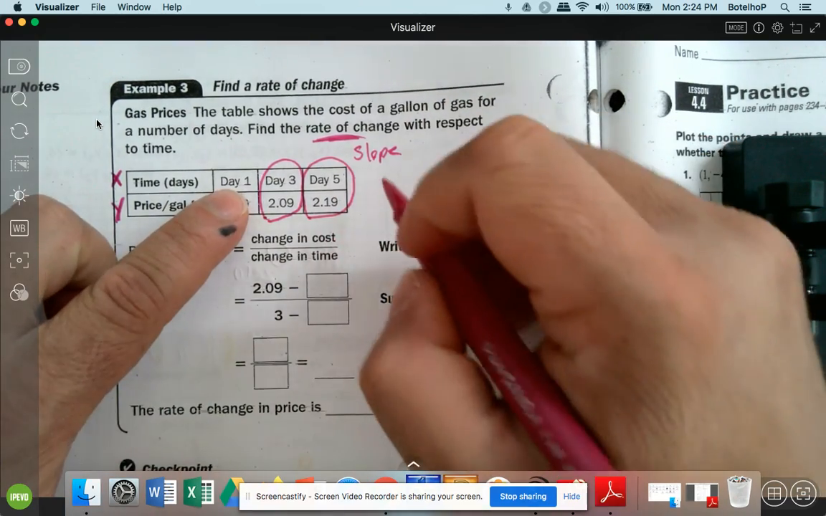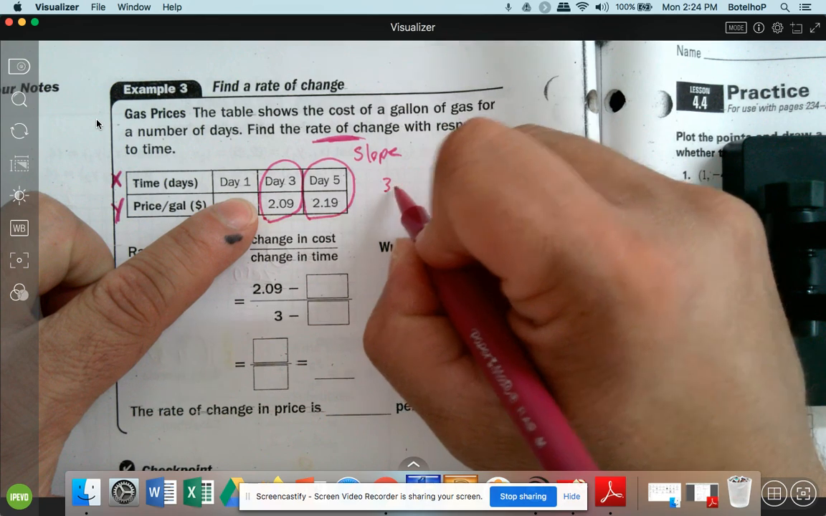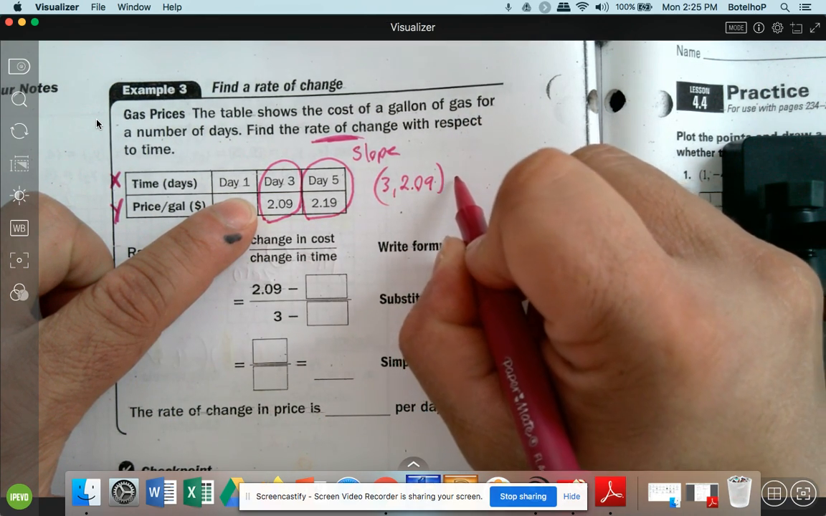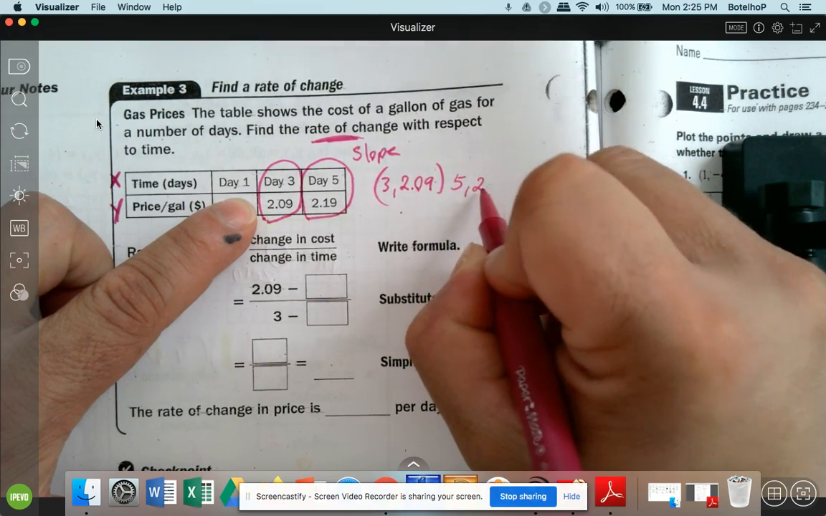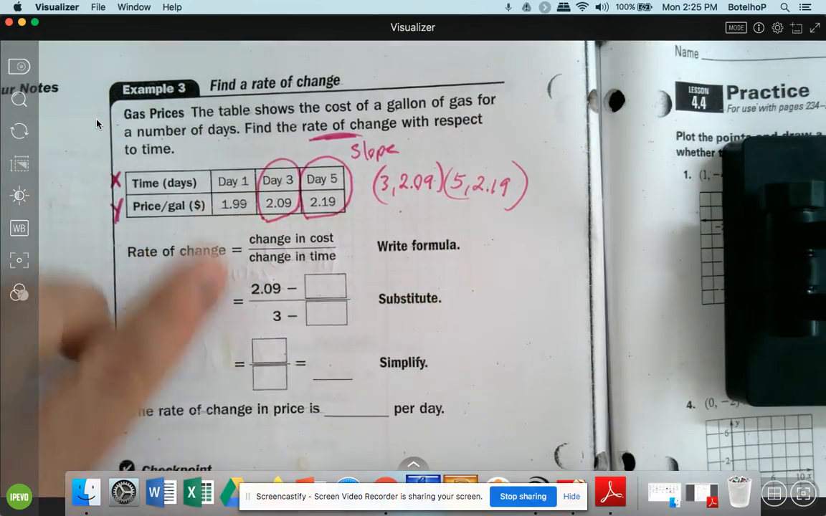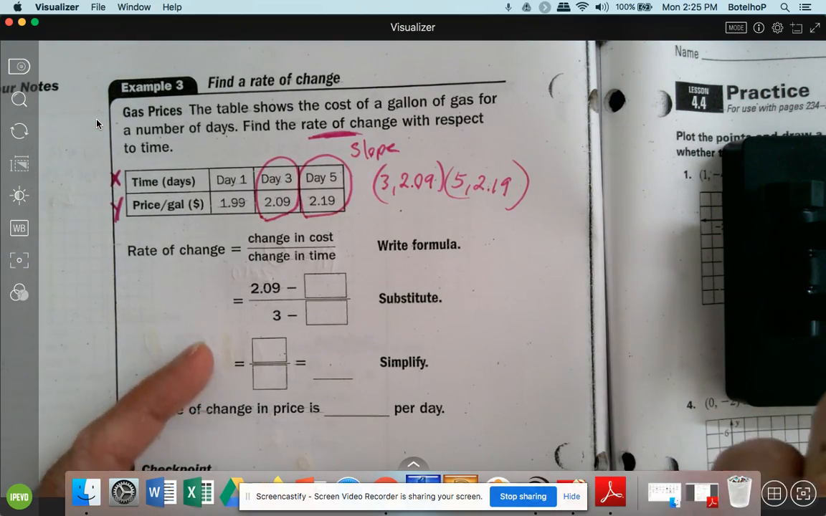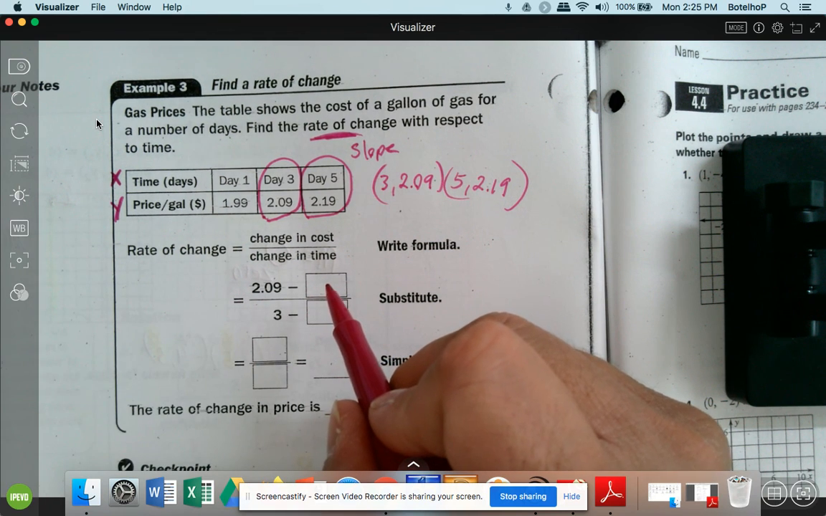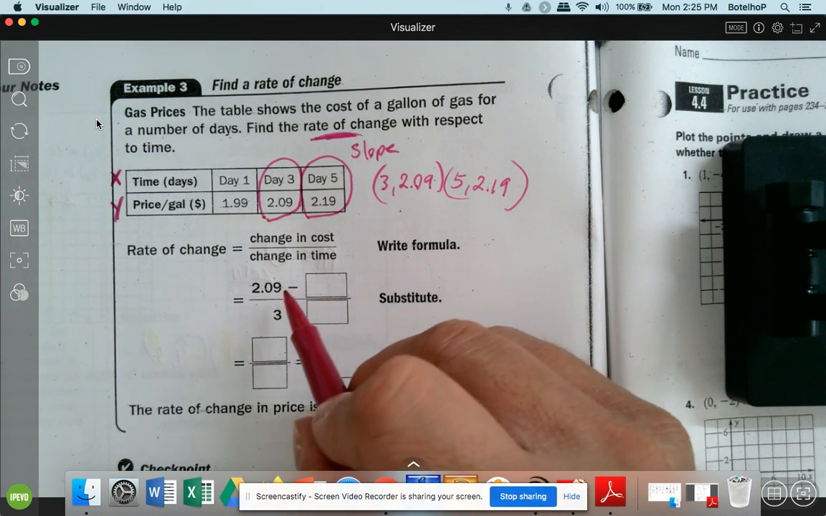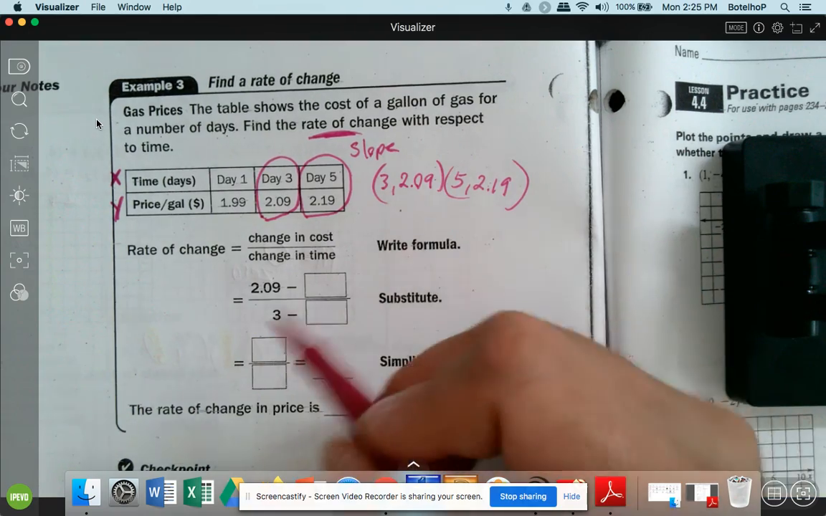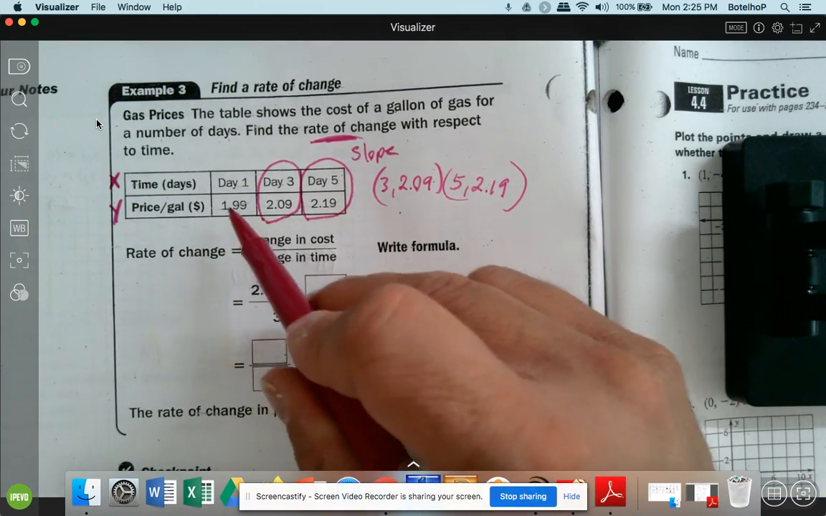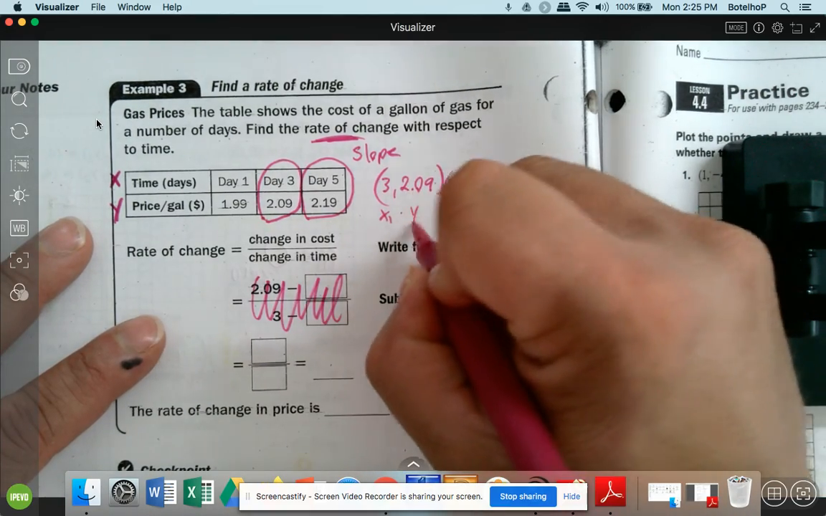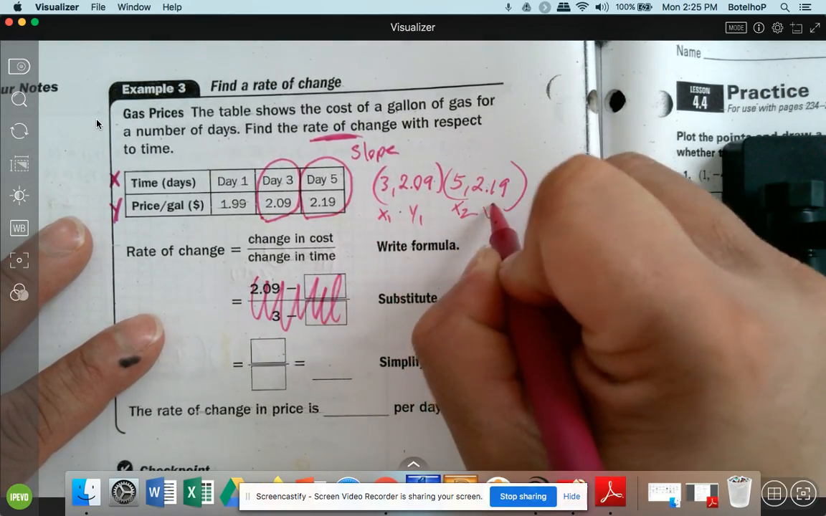So if I write these as coordinates, my x is 3, and then my price of gas is 209, and this would be x of 5 and price of gas of 219. So now I just do my slope formula, which is my rate of change formula, and I'm going to do 209 minus, what? Wait, I should have chosen that. That's what it wanted me to do. But I'm not going to go backwards now because this is my x1, y1, x2, y2.